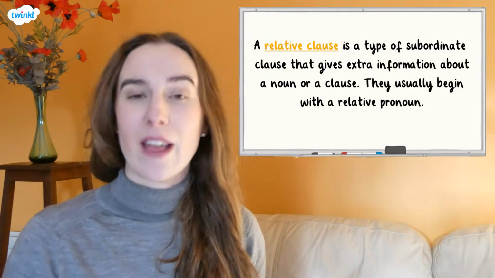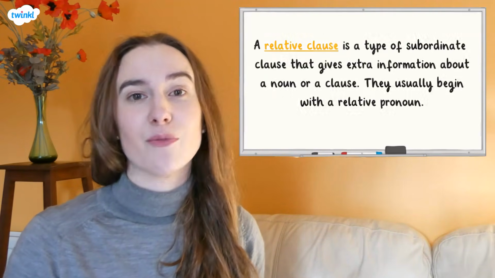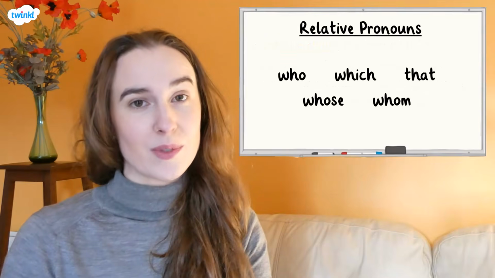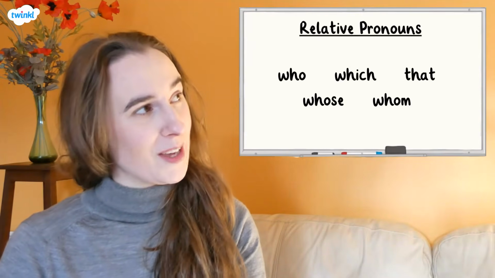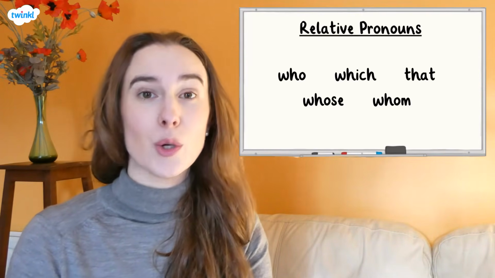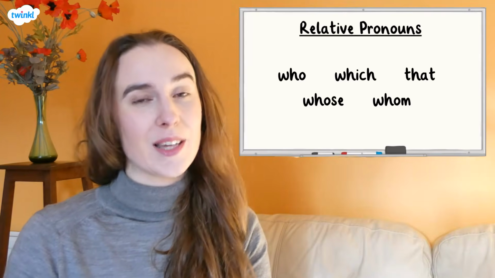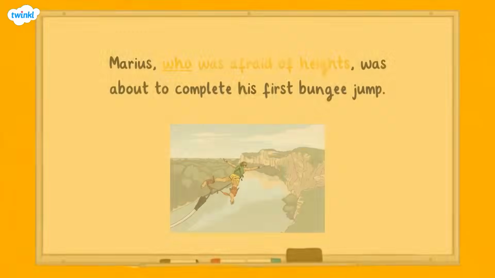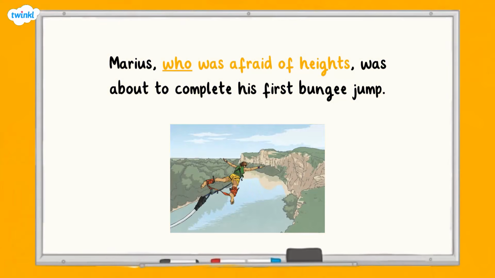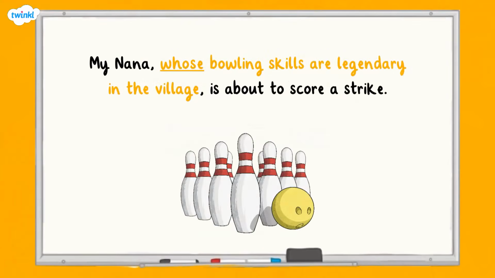Most of the time a relative clause begins with a relative pronoun. Relative pronouns are the words who, which, that, whose and whom. Let's take a look at some examples. Marius, who was afraid of heights, was about to complete his first bungee jump. My Nana, whose bowling skills are legendary in the village, is about to score a strike.